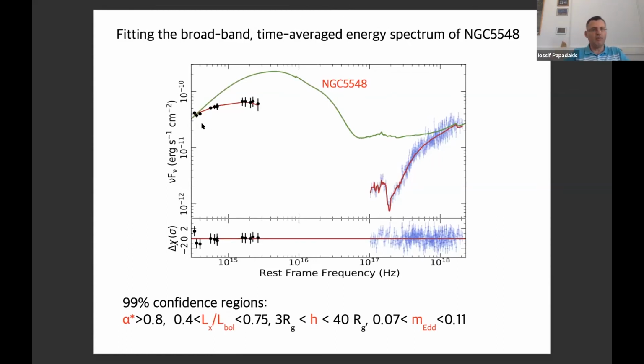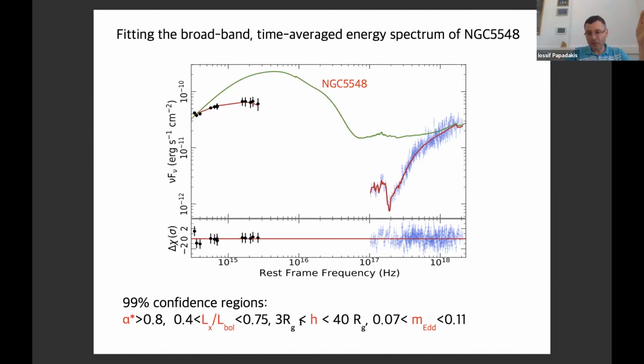So this is again NGC 5548. This is optical, this is HST and the UVOT on Swift, and this is the X-rays. It's the average energy spectrum of the source over months, and this is the intrinsic spectrum of the source. Exactly as we got from the time lags, we find an accretion rate of the order of 0.1 of Eddington, but a spin larger than 0.8. This is a supermassive black hole very, very close to maximally spinning.